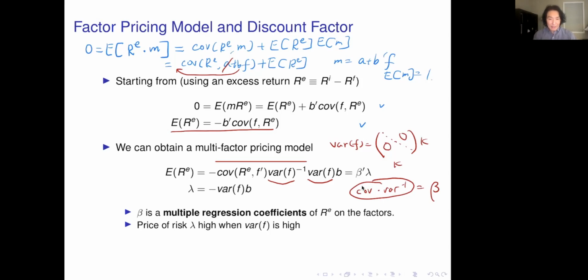So in the first stage, you do the time series regression of excess returns on F, and you will get beta. The beta is a K by 1 vector. Once you have the betas, you can describe the cross-sectional relationship using the beta pricing model. And lambda is given in this fashion.